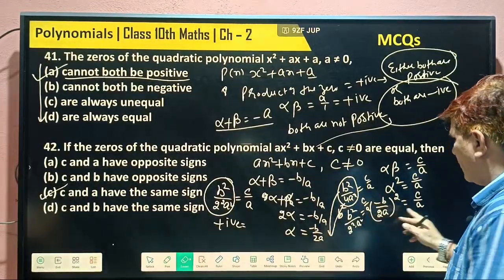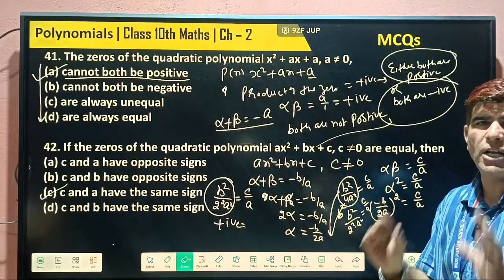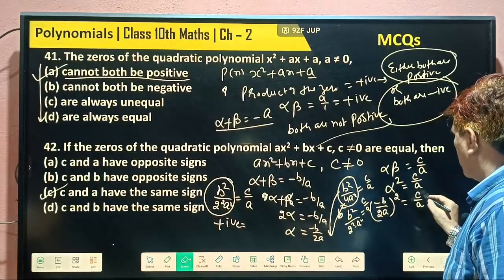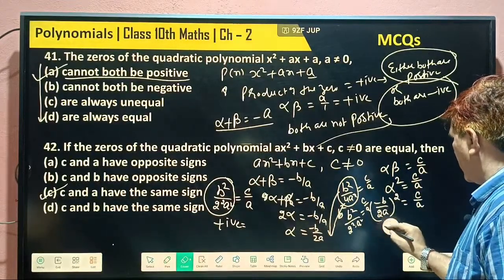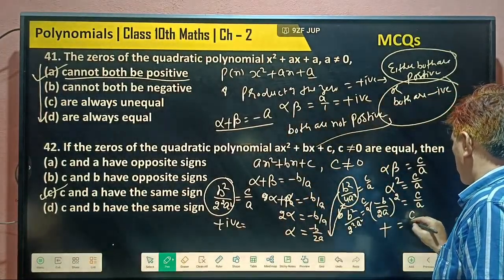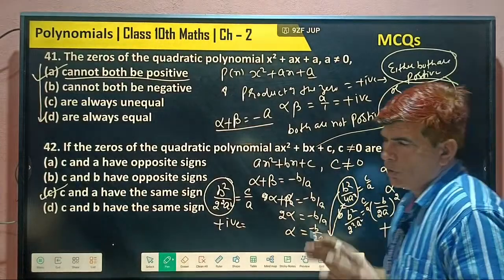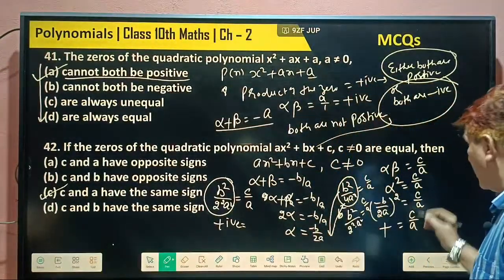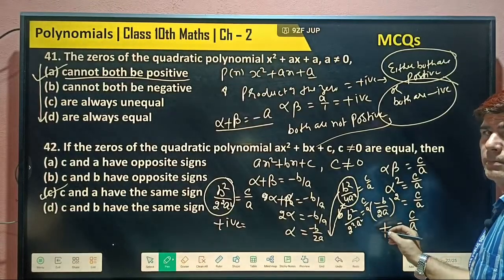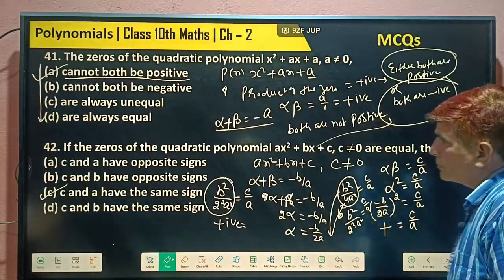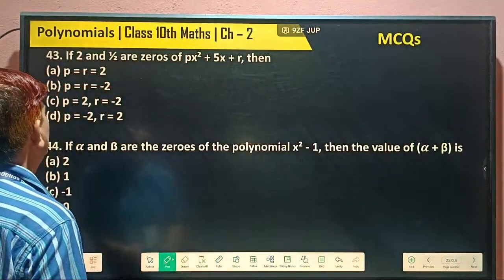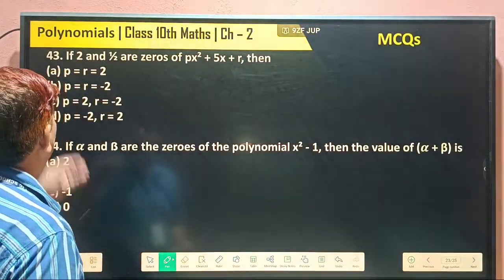So left hand side is positive because it's a square of an integer. Square of an integer is positive. So it's meaning if right hand side positive, what's it? This left hand side is positive and this is C by A. This is possible only when C and A are having same sign. If they are having different signs, so your minus coming. Understood? Next, if 2 and 1 by 2 are the zeros of this, then find out this value.